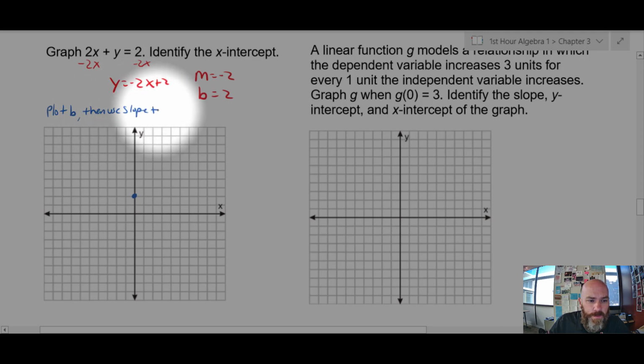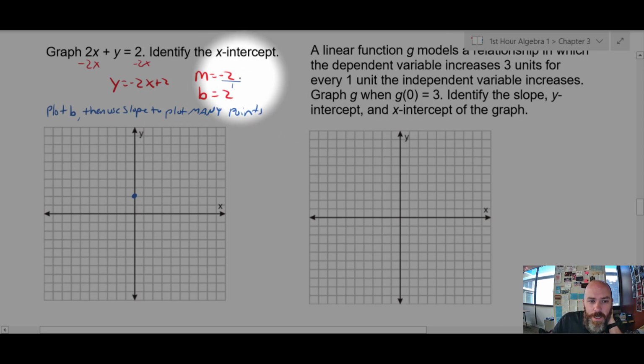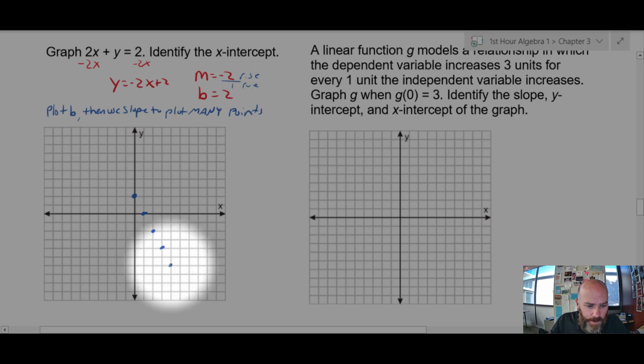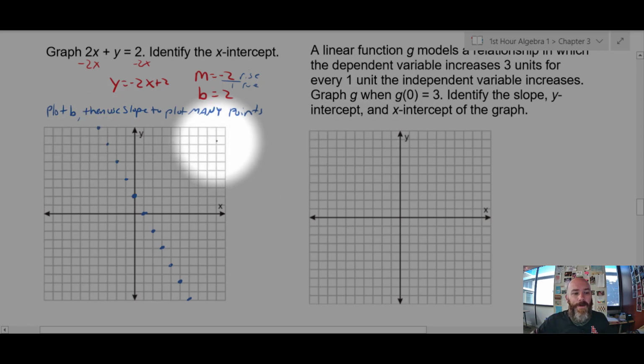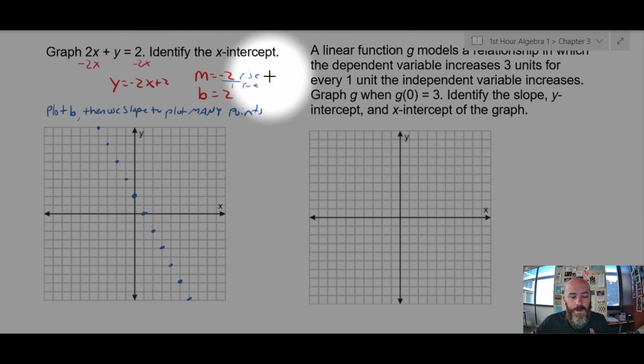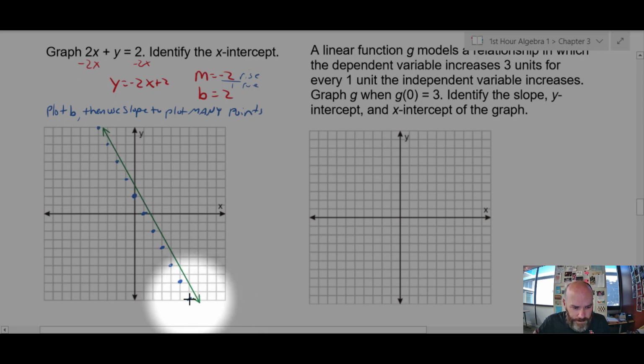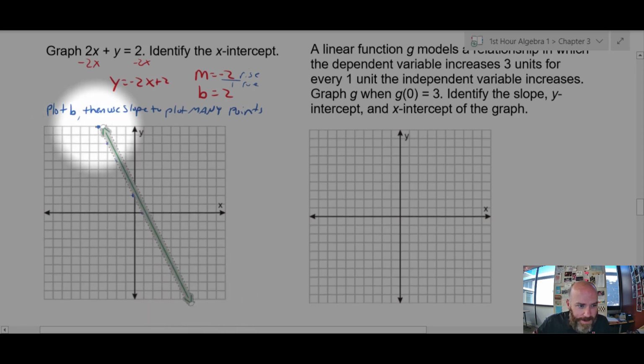Then use slope to plot many points. All right, so my slope is -2, but let's make it a fraction. So we have a rise and we have a run. Now remember, negative means it's going downward. So from here, I'm going to go down 2, right 1, down 2, right 1, and keep going. And then I can go backwards. So instead of down 2 and right 1, I can go up 2, left 1, up 2, left 1, and keep going. I want to fill up the whole graph, and then I can take my handy dandy ruler, which I'm going to have to adjust because I'm using the computer here, connect these and put arrows on the ends.